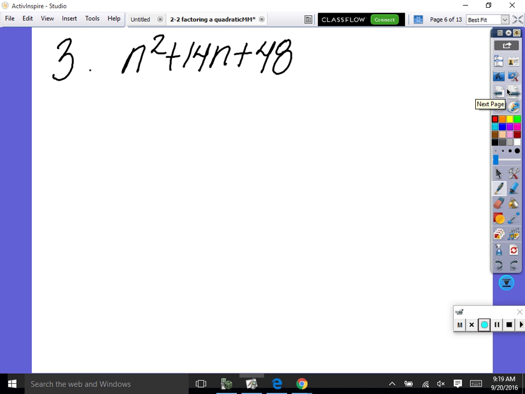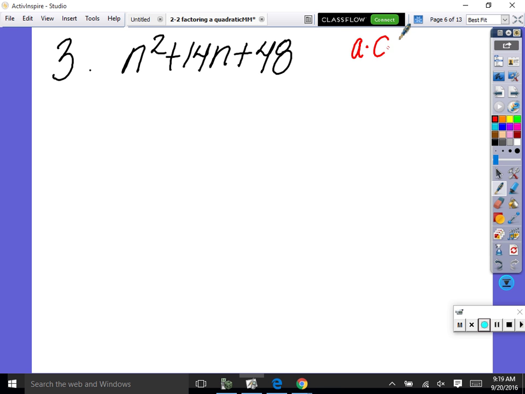Here we go. So number 3, we have n squared plus 14n plus 48. Our first step is to say, is it in standard form? The answer is yes. Next step is to say, is there a greatest common factor? No. Is it quadratic? Yes. So then we go to our step where we do what multiplies. I'm going to go up here.